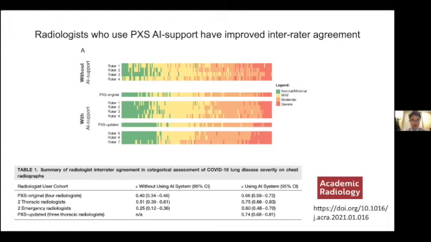And there was an improvement for the thoracic radiologists as well, from around 0.5 to 0.75. But there was a substantial improvement among the non-thoracic subspecialty radiologists, going from 0.25 to 0.6. And so with this evidence, what we'd shown is that PXS AI decision support could help improve inter-rater agreement.